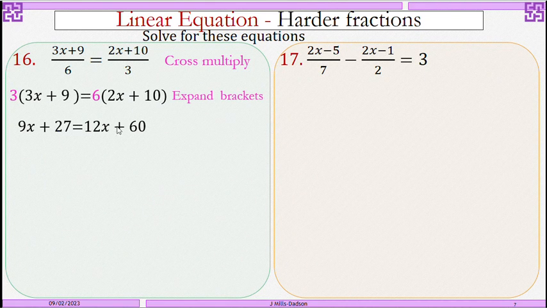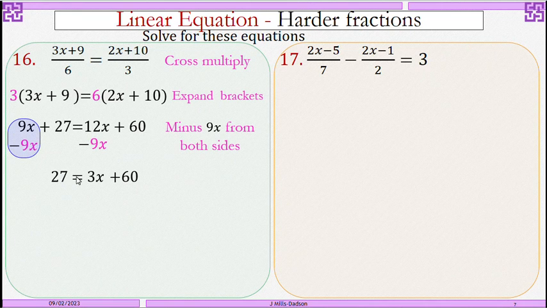So once you expand the bracket, check where there are more x's. There are more x's on the right hand side, so we want to push all the x's to the right hand side. To get rid of positive 9x, we minus 9x from both sides. So you're going to have, this will be 0, and those become 27, then we solve for the rest. So 27 will be equal to 3x plus 60, because 12x minus 9x is 3x.